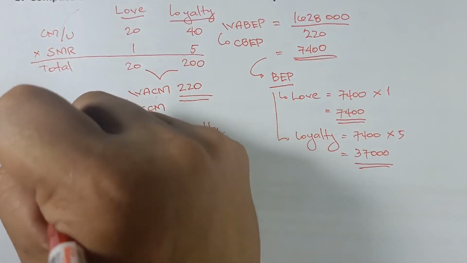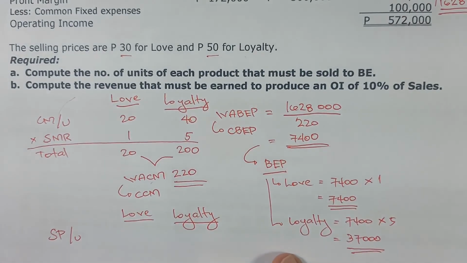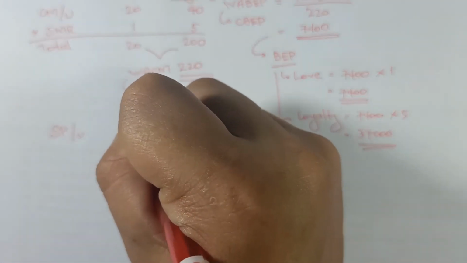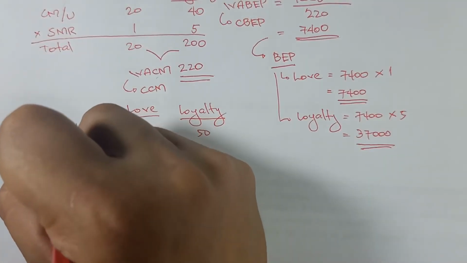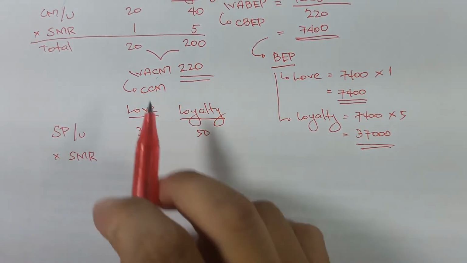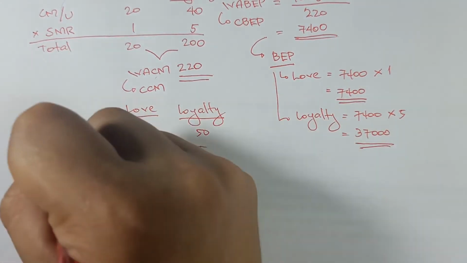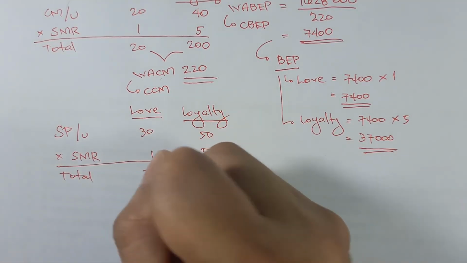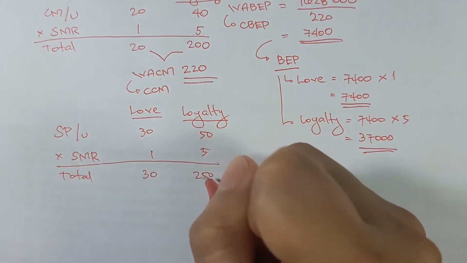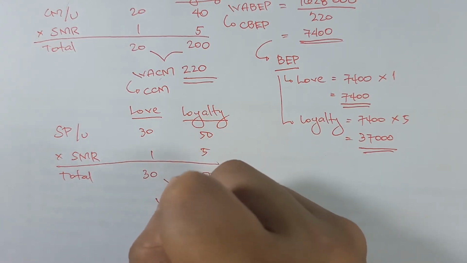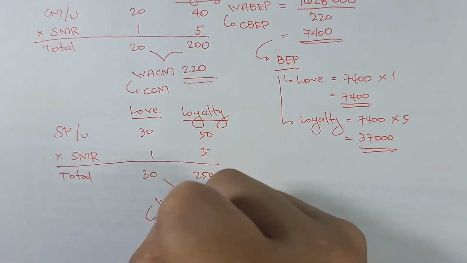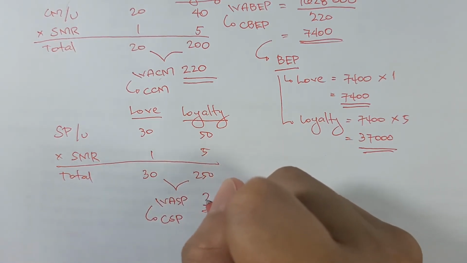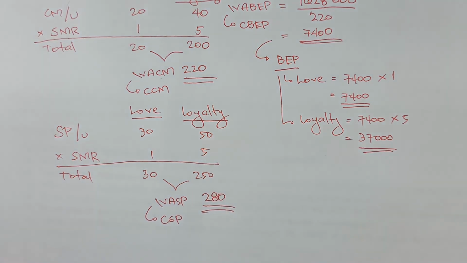Magkano ang selling price per unit ni Love? Sabi ng problem kanina, 30 pesos, 50 pesos for loyalty. So, lalagay ko dito, 30 and 50, times dun sa sales mix ratio nila, which is 1 and 5. Magkano yung total? 30 times 1 is 30. Then, 50 times 5 is 250. Adding these two will give us the weighted average selling price per unit, or the composite selling price, which is equal to 30 plus 250, or 280 pesos.